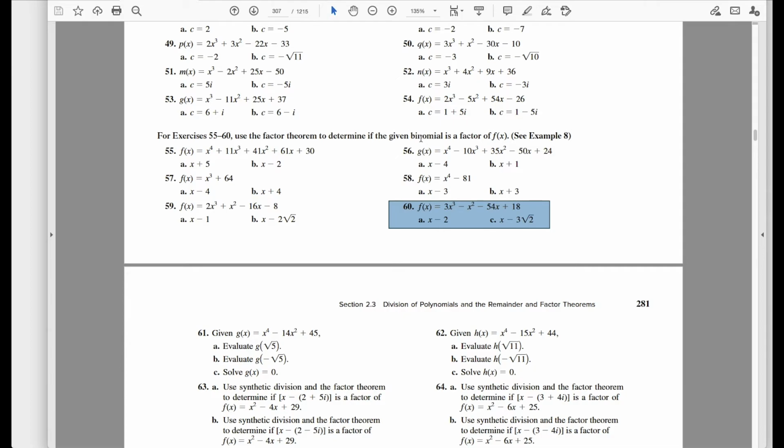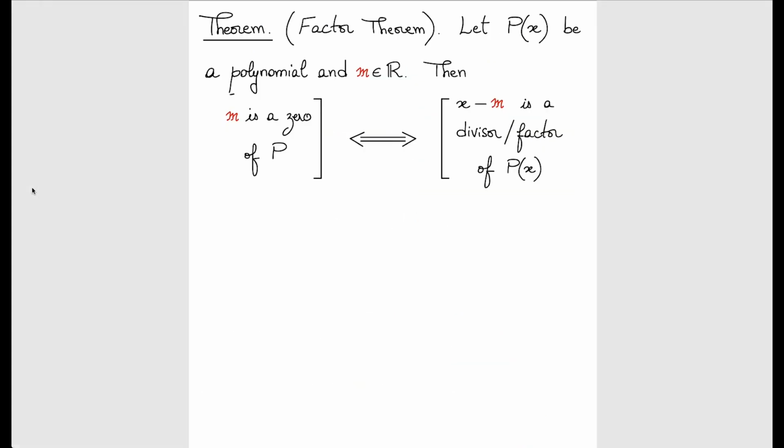it's a polynomial which has two terms, right? For example, x minus 2 is a binomial because it's a polynomial which has two terms, and x minus 3 square root of 2 is a binomial because it's a polynomial which has two terms. Anyway, so if the given binomial is a factor of f of x, okay? So we want to determine if the given binomial is a factor of f of x. So let's copy that, or let's paste it. So I want to know if this guy is a factor of that.